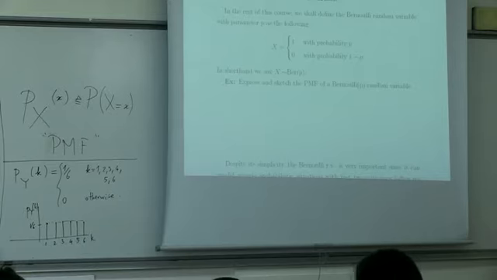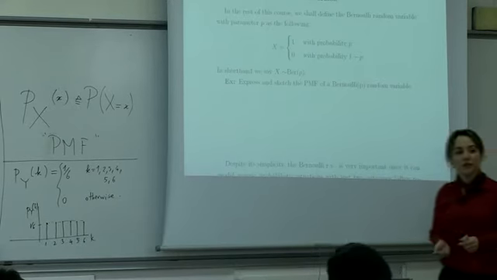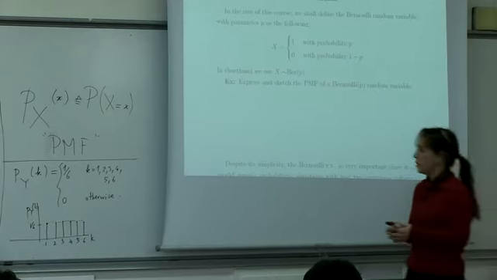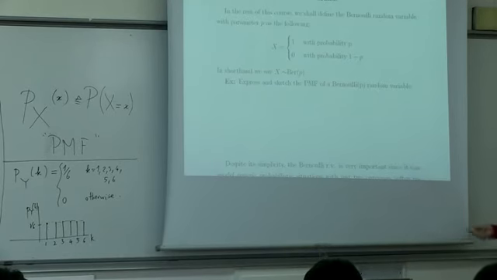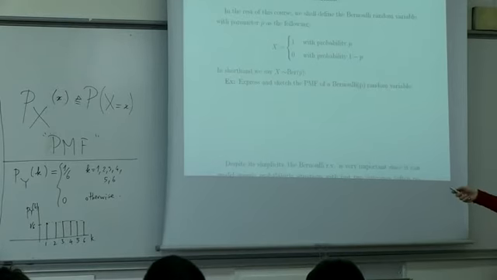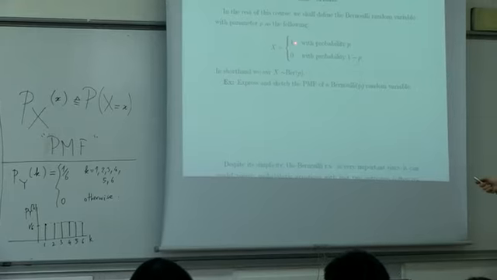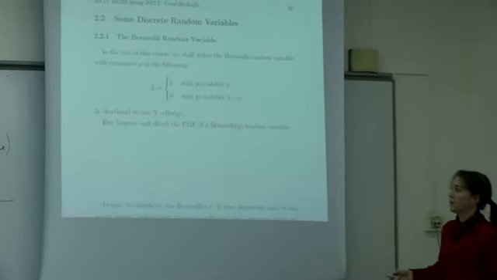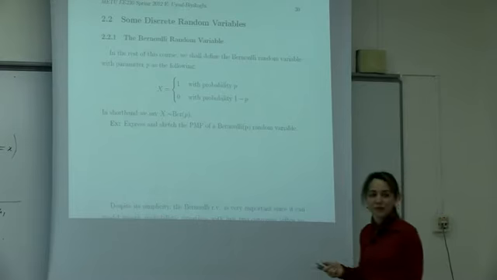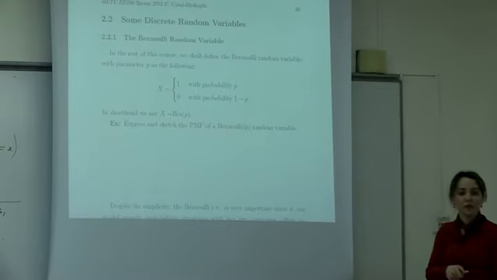What's next? So let's see some special discrete random variables, which are very useful. The first is the Bernoulli random variable, which is probably the most commonly used random variable. So in the rest of the course, we shall define the Bernoulli random variable with parameter p as follows. X is Bernoulli with parameter p if X is 1 or 0, takes the value 1 with probability p and 0 with probability 1 minus p. Okay? We already have a lot of experience with this random variable before even we defined the concept of a random variable. Why? Because we worked with coin tosses.